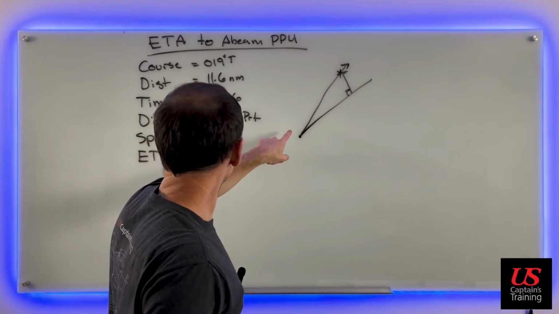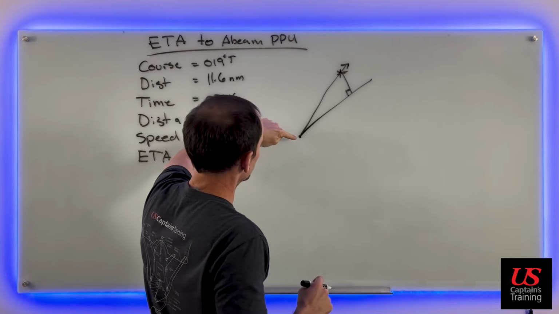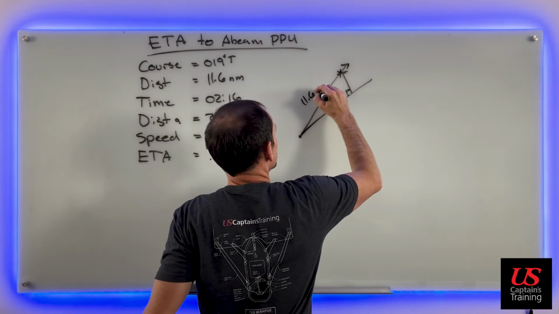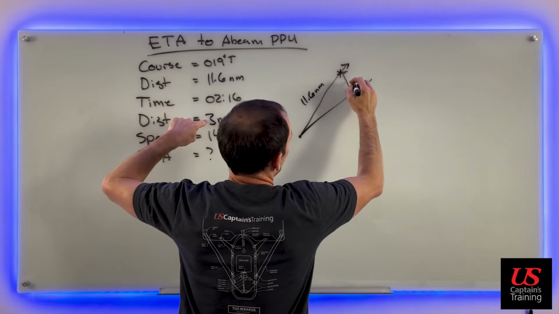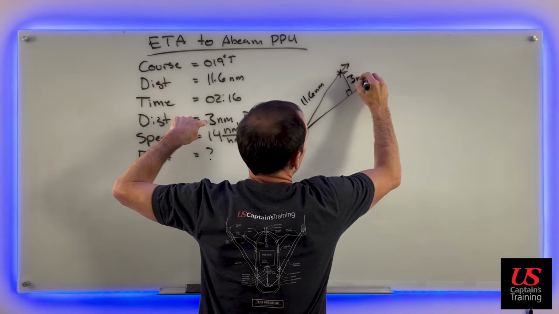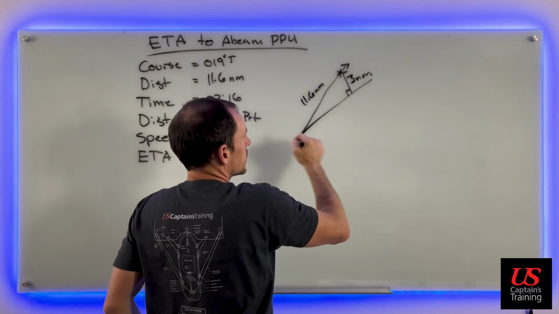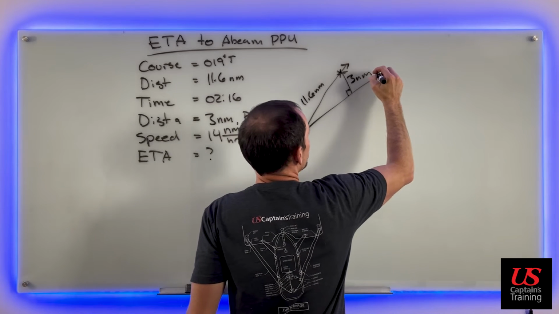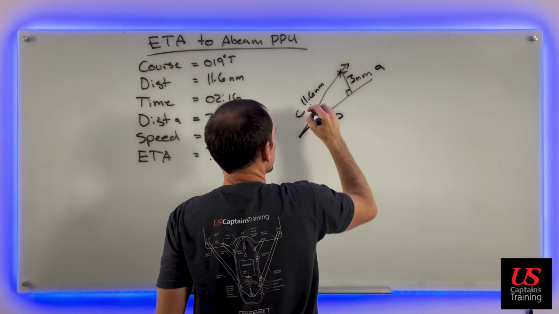And now we're given 2 distances. The first one, 11.6, right? That was from our original course to the light, 11.6 nautical miles. And then we're given 3 nautical miles of beam to port. Okay. And we're going to label these so we can put it into our formula. So we say A, B, and C.